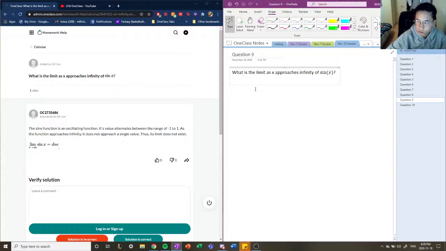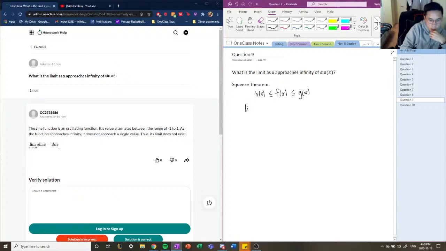So I'm going to use a different method of describing what the junior tutor wrote out here, okay? All right, so we're going to talk about the squeeze theorem again. The squeeze theorem suggests that, let's say that we have a function f of x, okay? If we can sandwich or squeeze this function between two other functions, let's say g of x and h of x, okay?